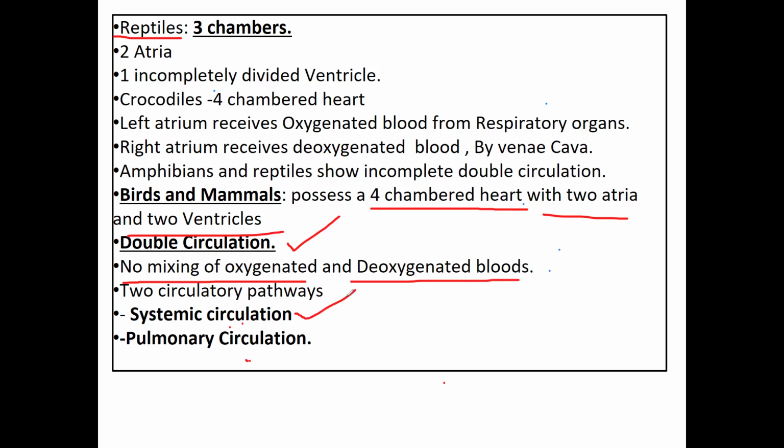That means the sending of blood to the body organs or tissues or cells, and sending of impure blood to the lungs is called pulmonary circulation, in simple words. So that is the introduction of circulatory system.